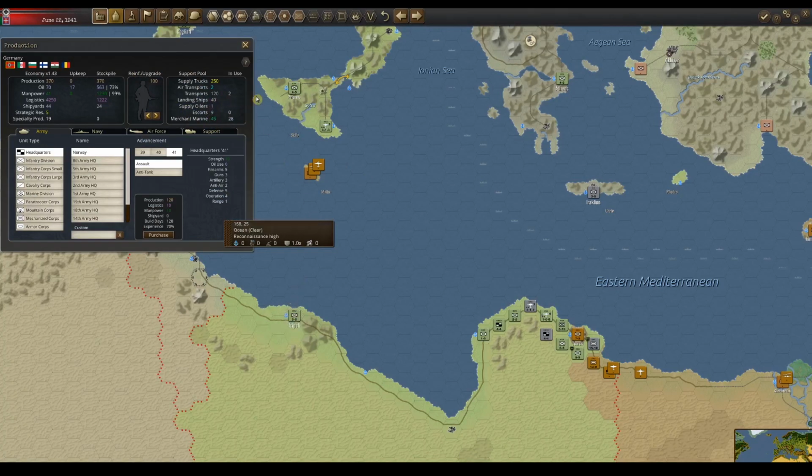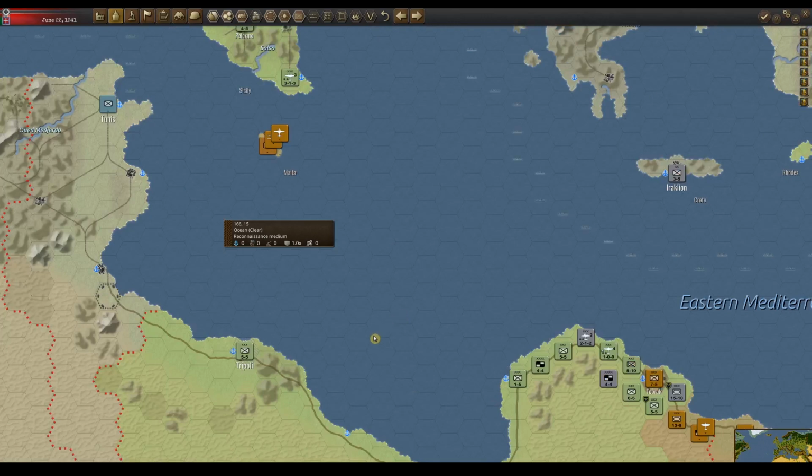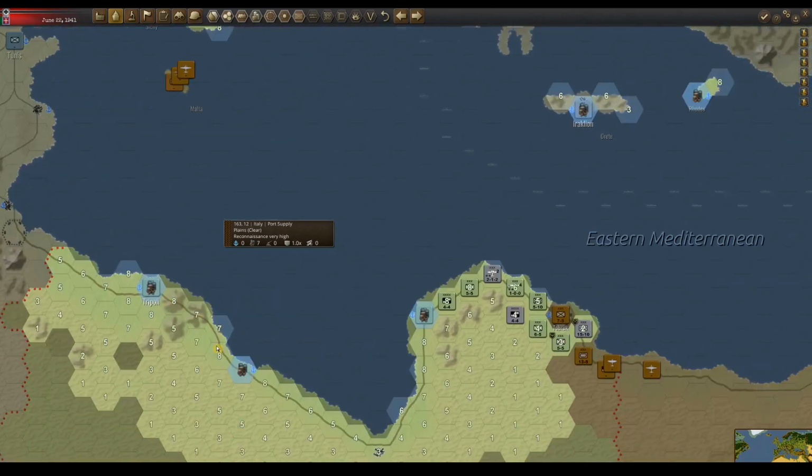Map supply level, this is the quality of the supply being given. It ranges from 1 to 9. The higher the number, the better the quality of supply.